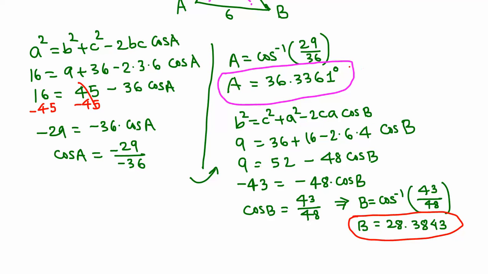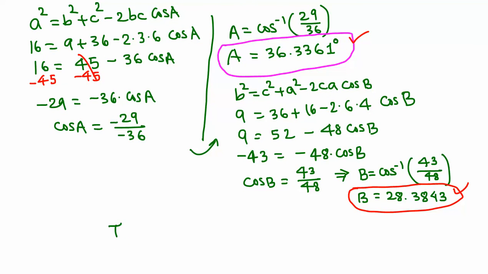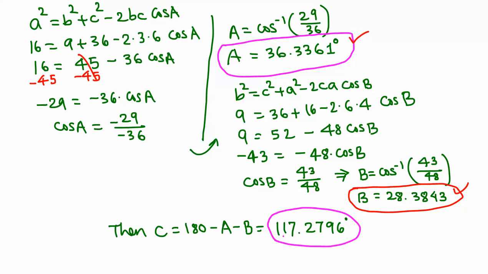So we found A, we found B. Now to find C, since the sum of three angles is 180, C is 180 minus A minus B. Subtracting A and B from 180, we get 117.2796 degrees, and that's the third angle. Final.